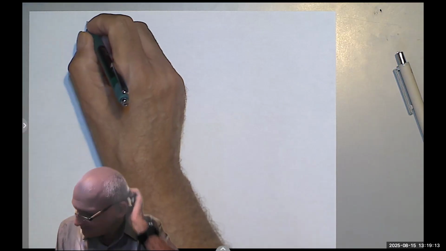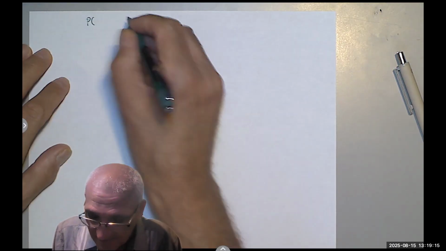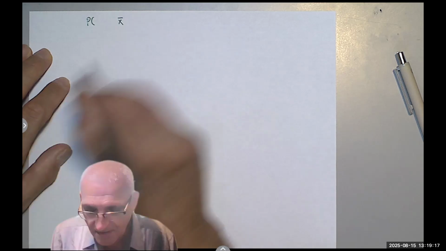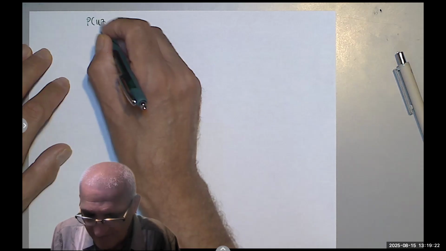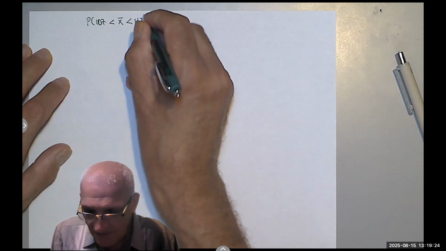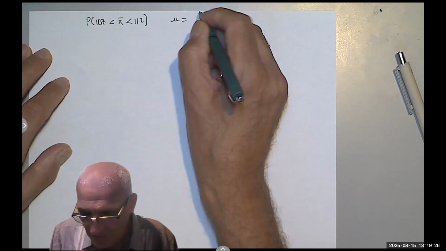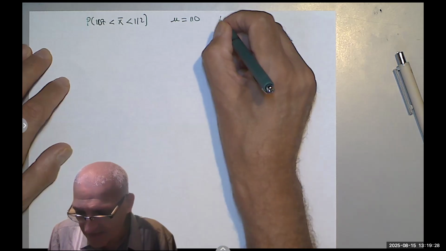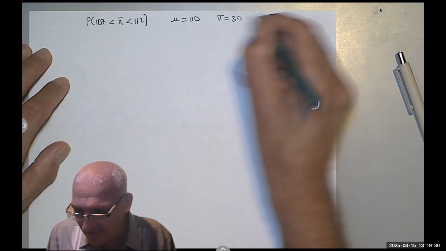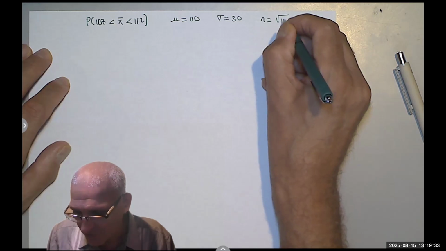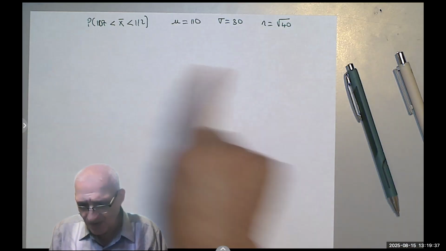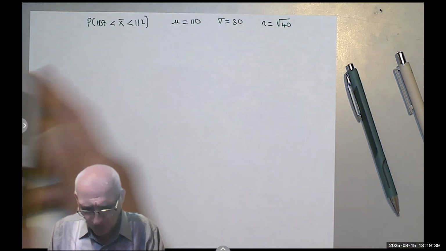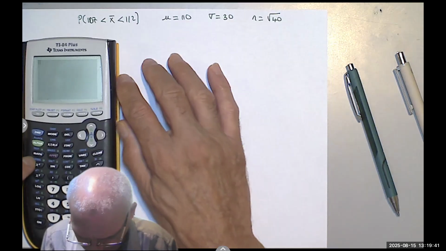Just to remind you, it was finding the probability that our X bar is greater than 107 and less than 112. Mu was 110 and sigma was 30 and n, the sample size, was square root of 40. Right? I think that was it. And we got this probability to be roughly 0.4, if I remember correctly.